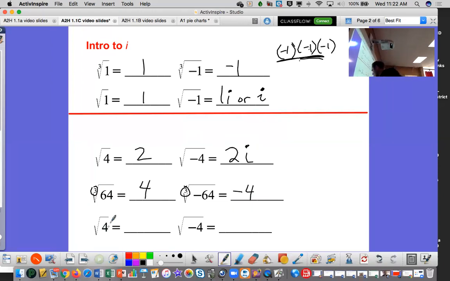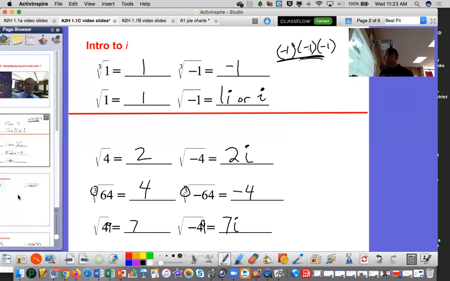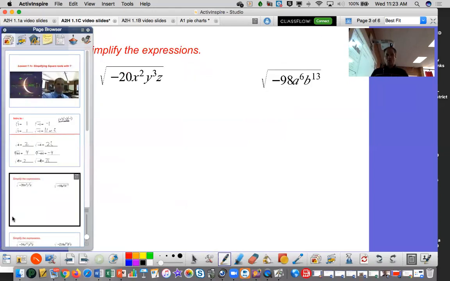Let me change this one to a 49 and a -49. The square root of 49 is 7, and the square root of -49 is not -7. That's a common mistake. It is 7i. Okay, so that just gets you an idea of what we're going to do with imaginary numbers. Square roots of negatives, always remember the imaginary number. So moving forward, we would simplify square roots the same way we did before, but remembering now if we have a negative number, we have to simplify that with an i.